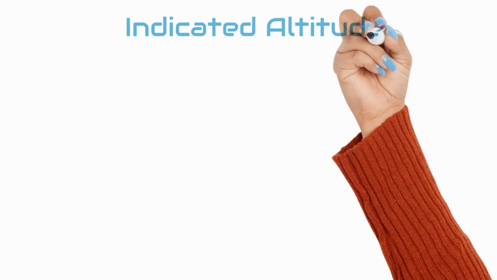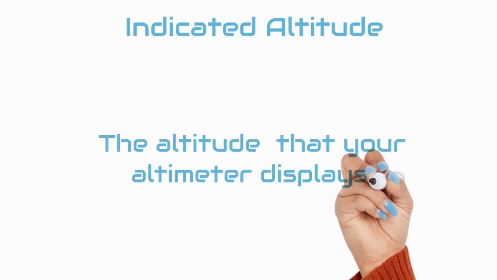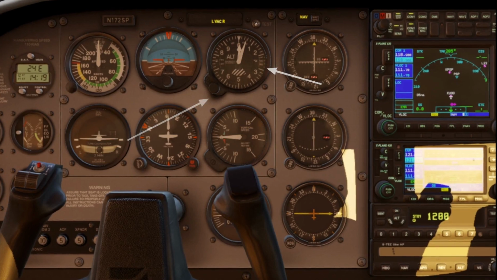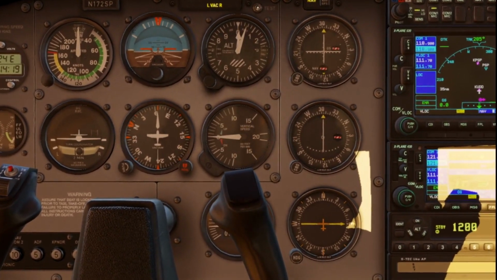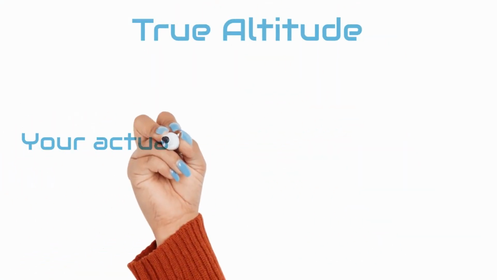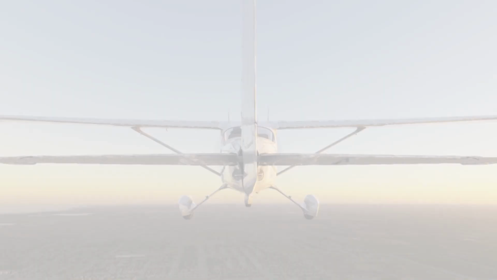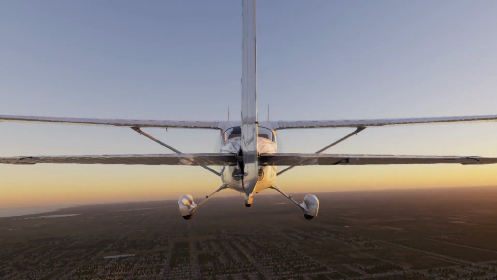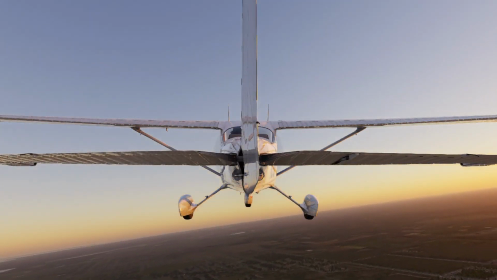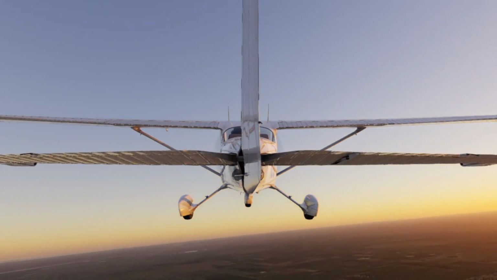The indicated altitude is the altitude that your altimeter displays. This remains true regardless of the setting on your altimeter. It's important to acknowledge that indicated altitude may not always be completely accurate. True altitude refers to your actual height above sea level. Ideally, indicated altitude should match true altitude, though perfect alignment is rare. We'll explore strategies to minimize this discrepancy shortly.